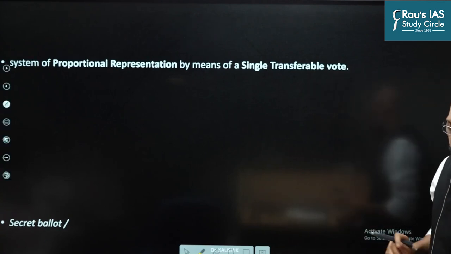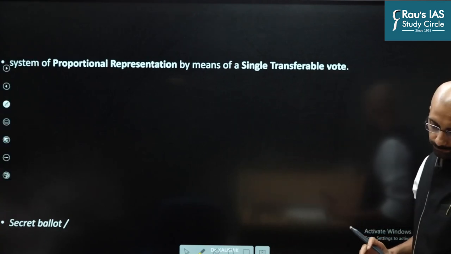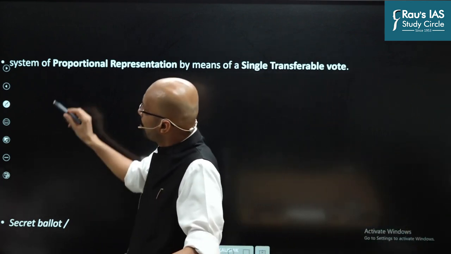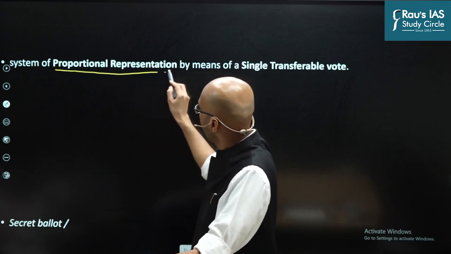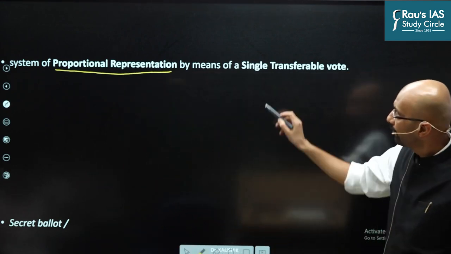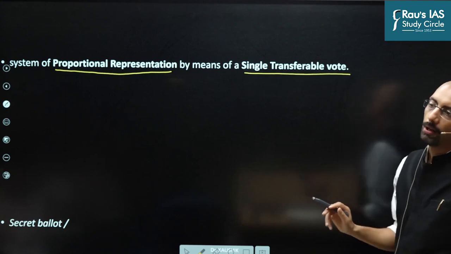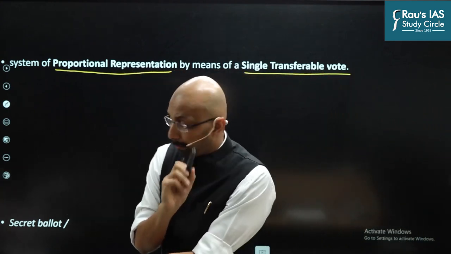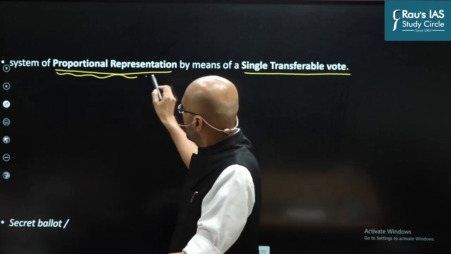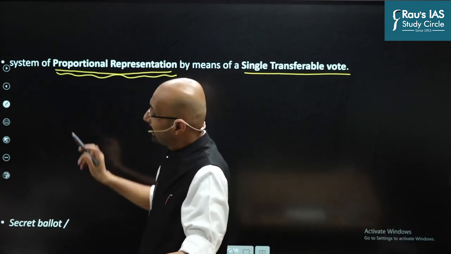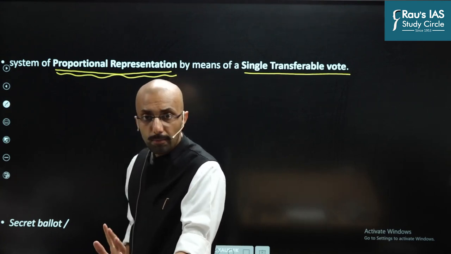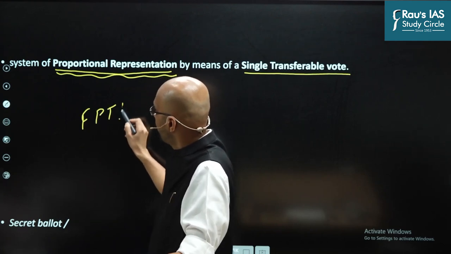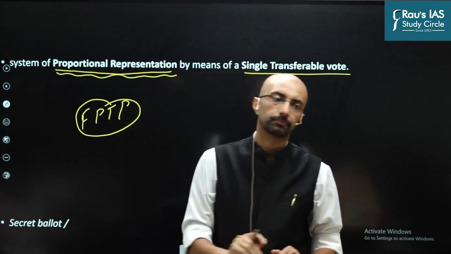Now, what is the system of election that we have adopted for the election of president? That system in the Constitution is called proportional representation by means of single transferable vote. Both these concepts we will discuss separately and in detail. Now, please note that proportional representation is different from the system that we use for Lok Sabha election, Vidhan Sabha election, local bodies elections, and that is first past the post, FPTP.